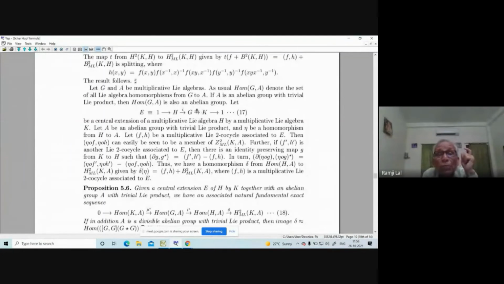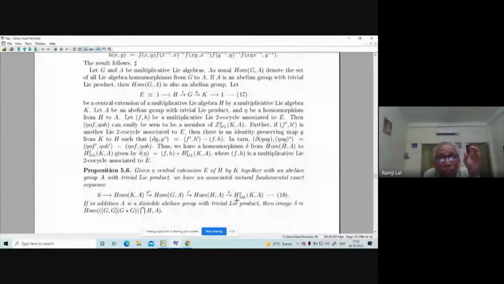then any member of H2 of K is given by the class of a two cocycle f. If you compose f, which is a homomorphism from K cross K to H, with that homomorphism from H to A, then you get again a multiplicative 2-cocycle with coefficients in A. It is an easy observation, as in the case of groups, that this also preserves the coboundary. So therefore you have this exact sequence. This is what is usually called the fundamental exact sequence.